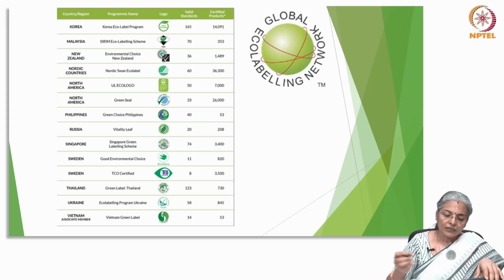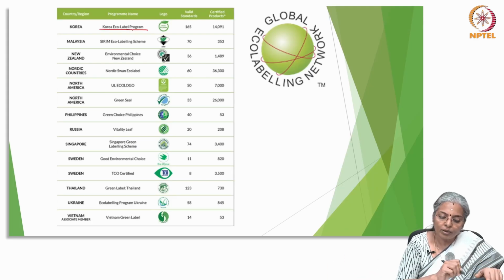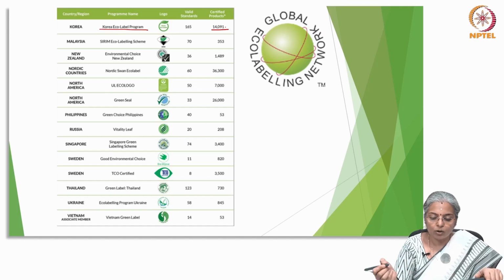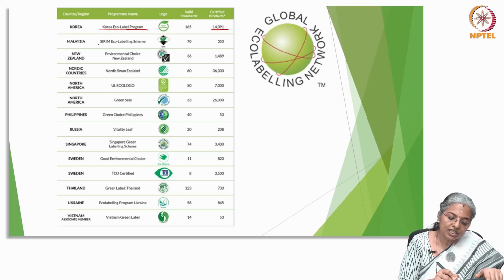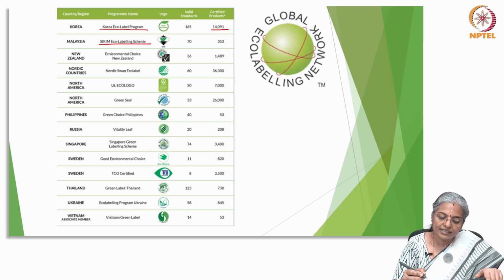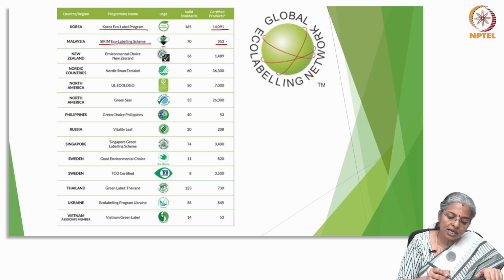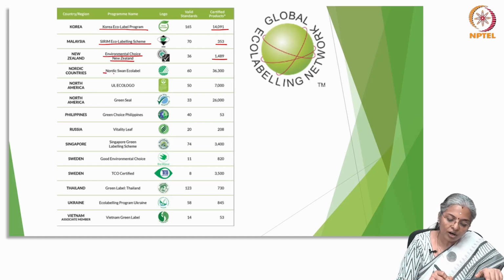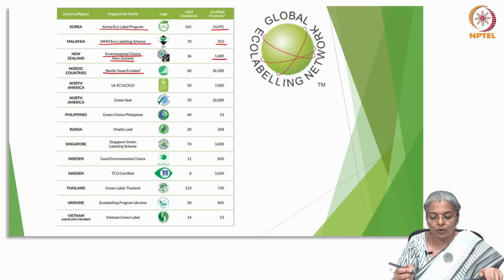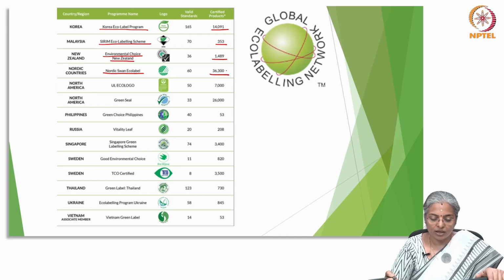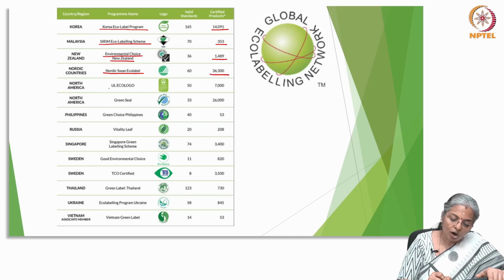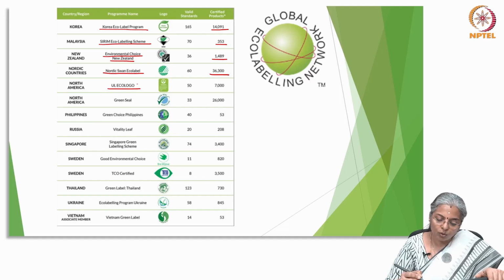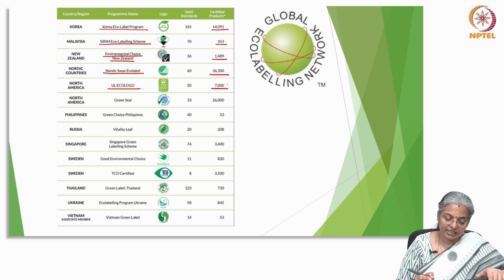Further, Korea has the Korea Eco Label program endorsing 14,091 products. Malaysia has Cyrem Eco Labeling scheme with 353 products. New Zealand has Environmental Choice New Zealand with 1,489 products. The Nordic countries have the Nordic Swan Eco Label, which is basically Scandinavian countries, having about 36,300 eco labels. North America has UL Eco Logo, which has 7,000 products endorsed.